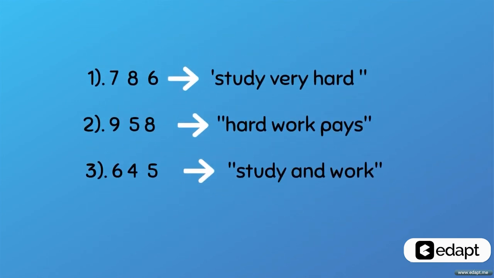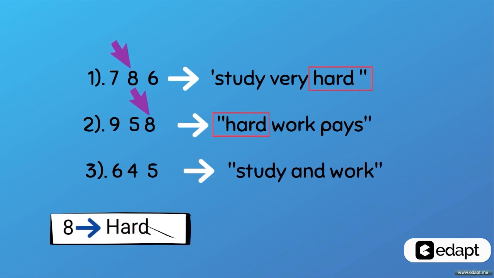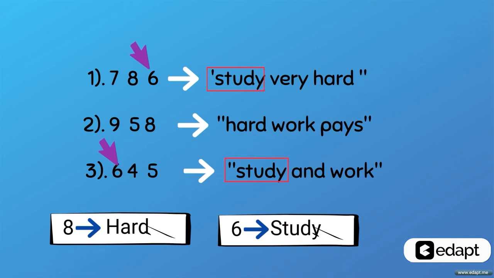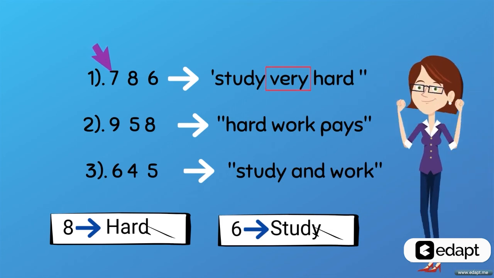Let's first compare phrases 1 and 2. The common word is hard and the common code is 8. Therefore, 8 codes for hard. Now, let's compare phrases 1 and 3. The common word is study and the common code is 6. Therefore, 6 codes for study. The only word left in the first phrase is very, and the only code left is 7. Therefore, 7 codes for very.